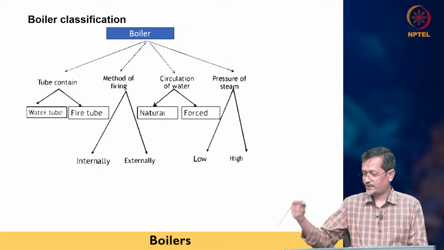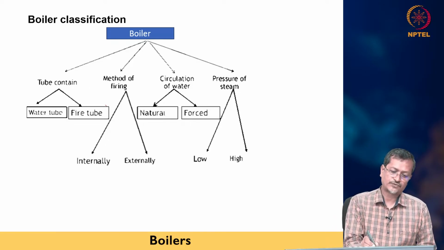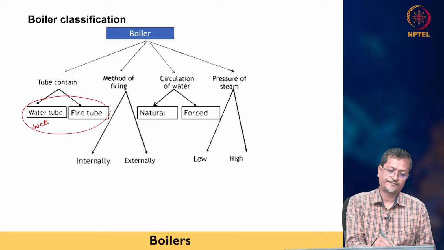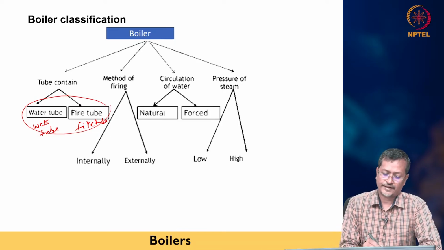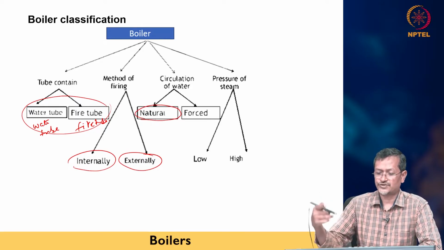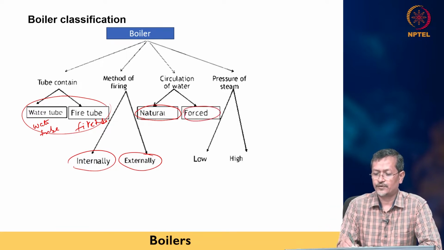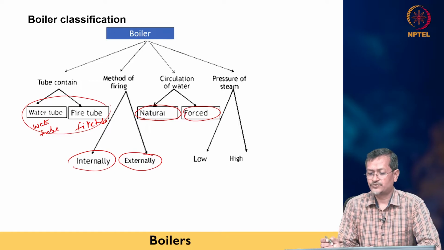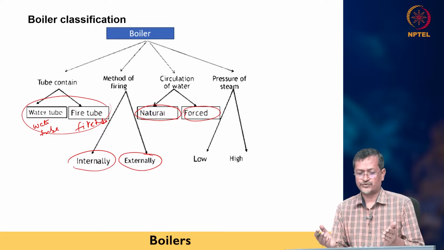Now, boiler classification. There are different types of boilers. Basically we will discuss water tube and fire tube boilers. Then by method of firing, there are internal firing and external firing boilers. Circulation of water can be natural circulation, where the fluid flows naturally, or forced circulation, where a pump forces the water to flow. And by pressure of steam, we create low pressure and high pressure systems. There are different types and different names, which we will discuss later.